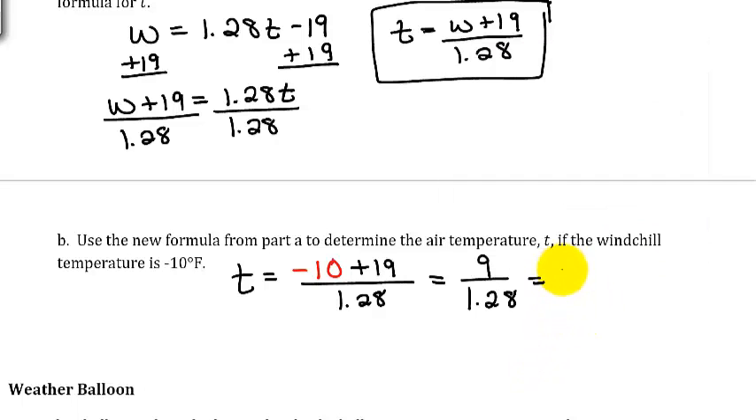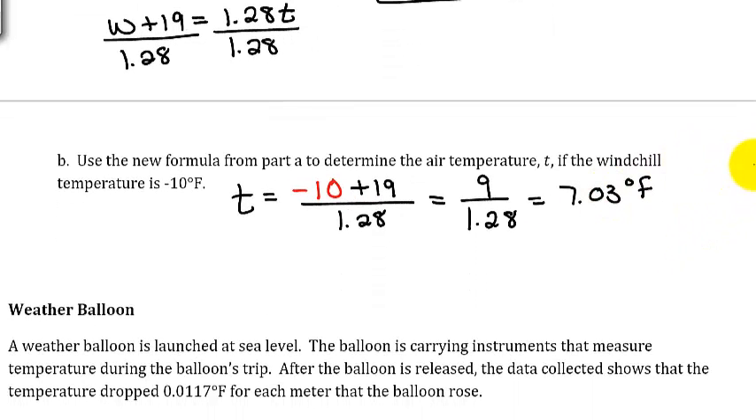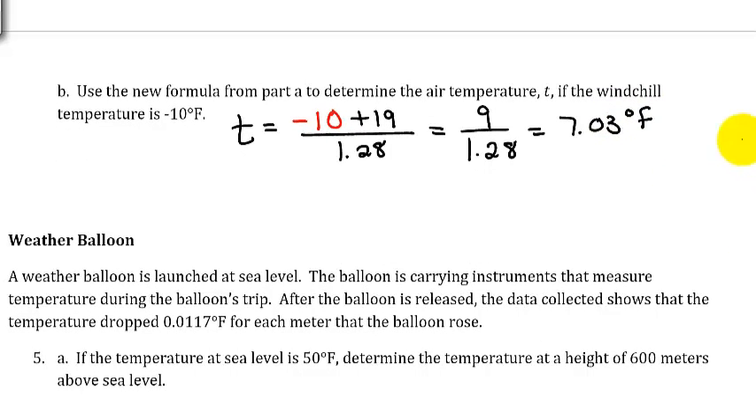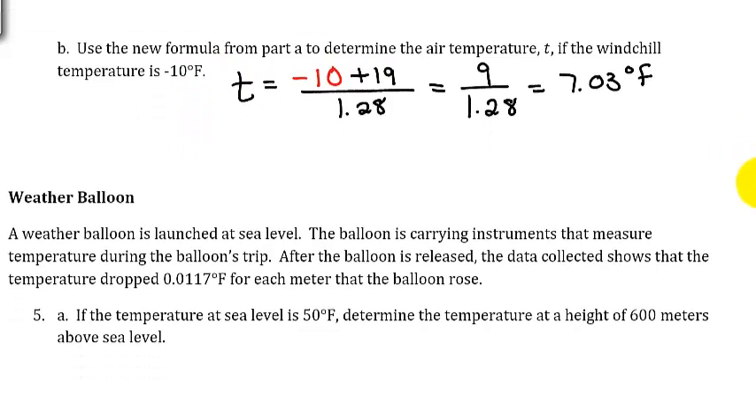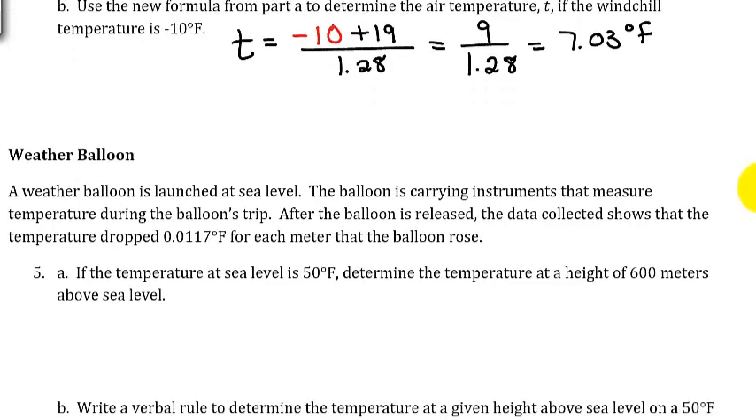And that gives us 7.03 degrees Fahrenheit. Again, if you want to round that to the nearest degree, you would answer 7 degrees Fahrenheit. Again, this isn't telling me to round to anything, and so I did it out to 2 decimal places.